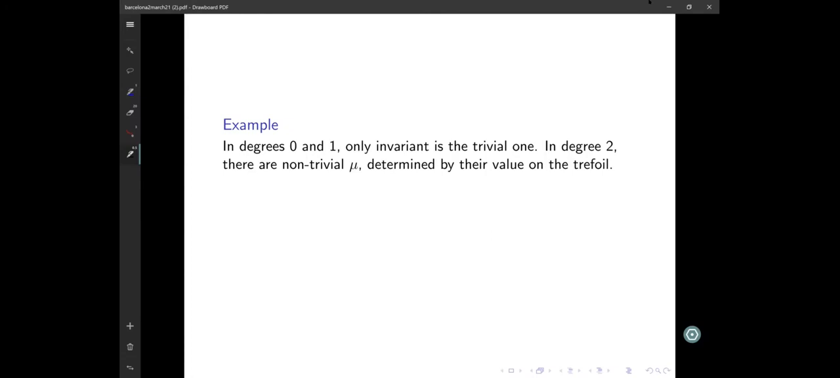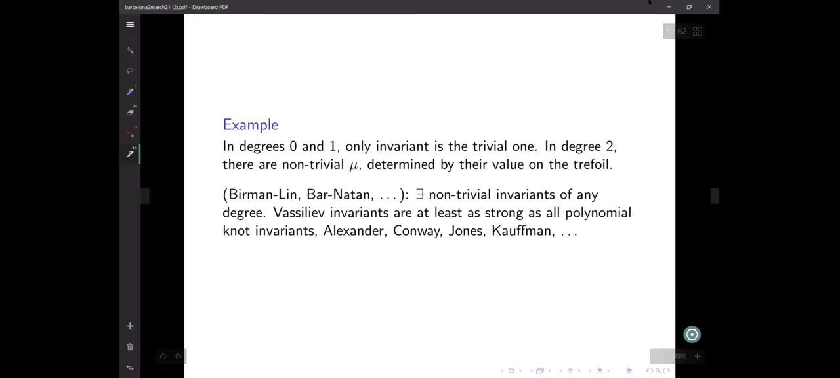This wasn't really the way that Vassiliev defined his invariants. He defined them in a more general way, trying to understand how the space of knots sits inside the space of all maps from D1 to D3, and then building a stratification, building a spectral sequence. This description of these invariants is due to Birman and Lin, and they made this part of the spectral sequence combinatorial, and they also show that there are non-trivial invariants of any degree, which wasn't really clear from the original definition.